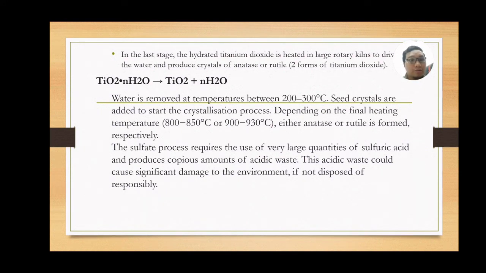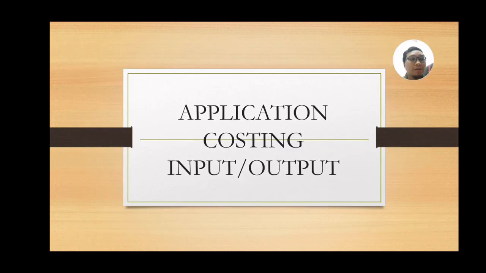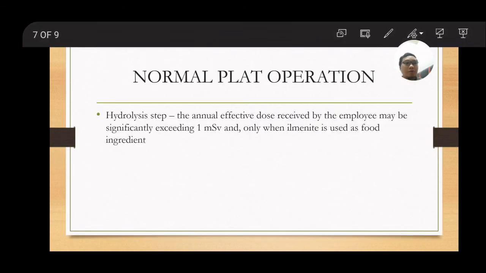The sulfate process requires the use of very large quantity of sulfuric acid and produces copious amount of acidic waste. This acidic waste could cause significant damage to the environment if it is not disposed of responsibly. So next is about application costing input or output.